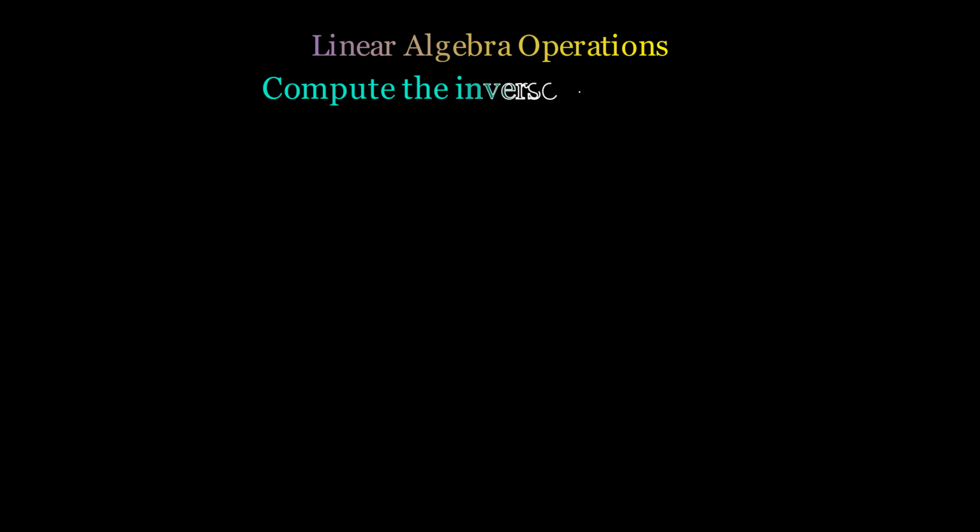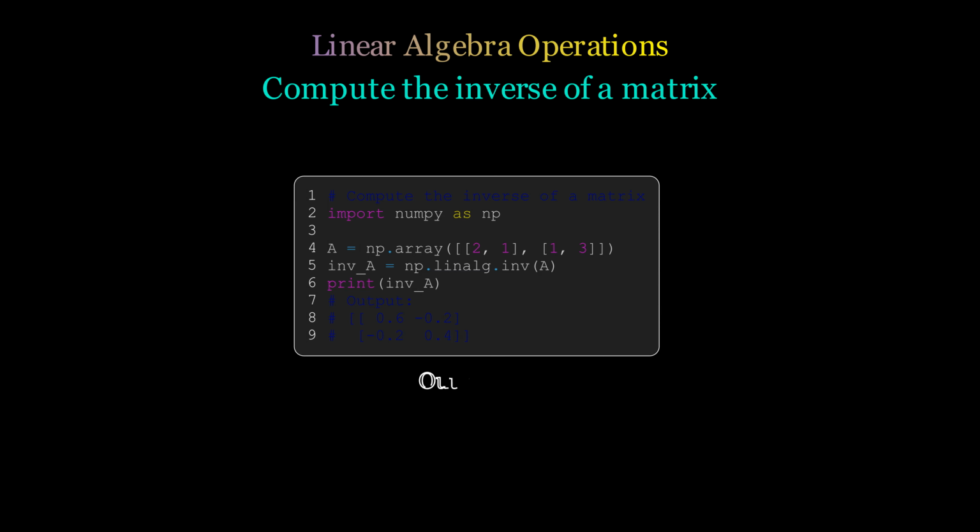The matrix inverse is used to solve equations and compute transformations. For our matrix, the inverse exists because the determinant is non-zero. The inv function returns a new matrix that when multiplied by the original yields the identity matrix. Inverses are fundamental in least squares problems and coordinate transformations.